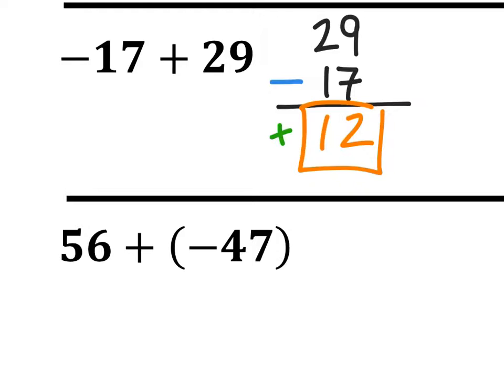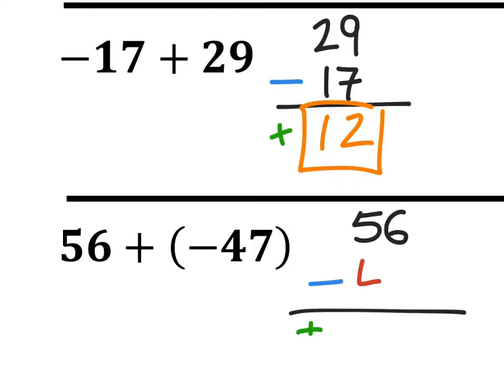What about this next example, 56 plus negative 47? They're opposite signs. So again, I know with this problem I'm subtracting the two values. Is there more positives or negatives? In this case, there's more positives. So I'm going to take the bigger number, which is 56, and I'm going to subtract the smaller number, which is 47. I know my answer is positive. And what do I get out of that? 56 minus 47 is 9. So the final answer on this one is positive 9.